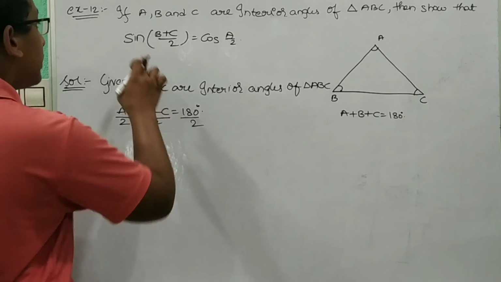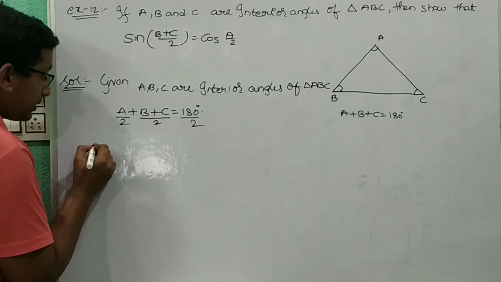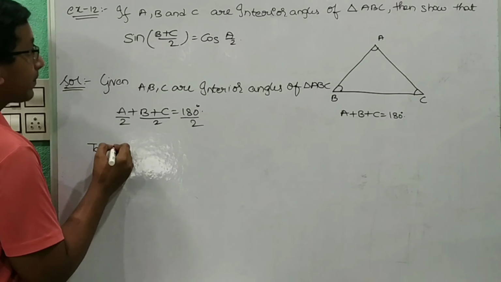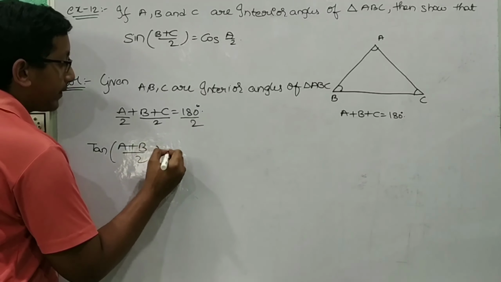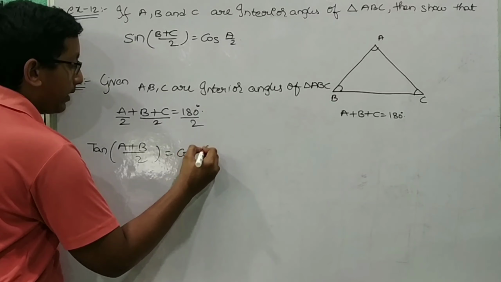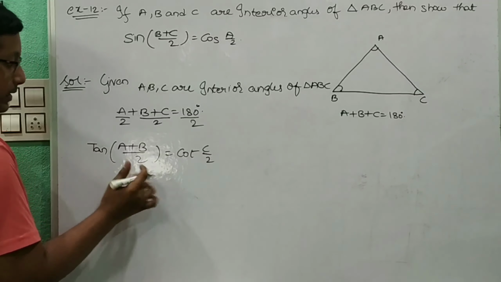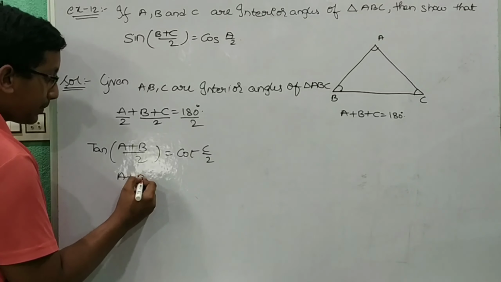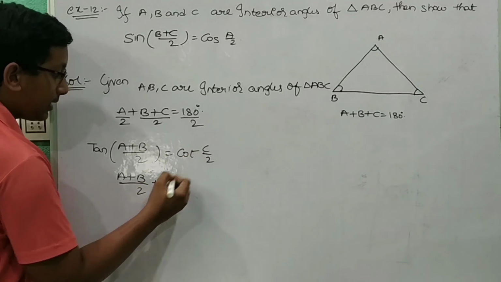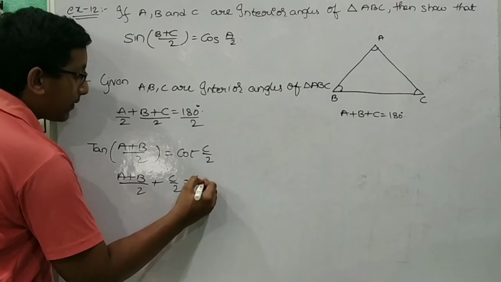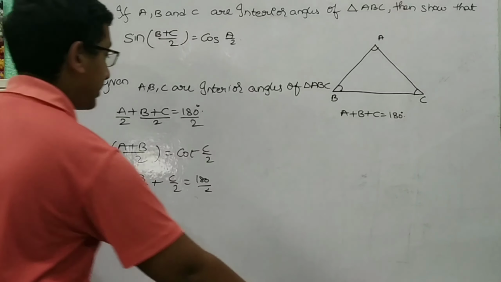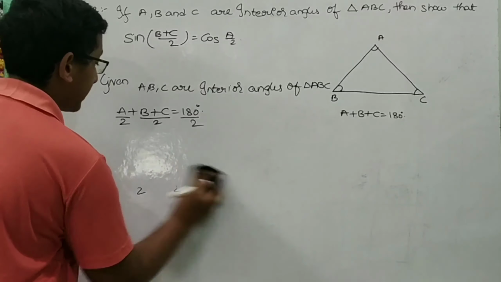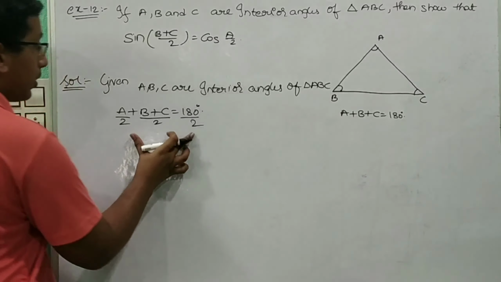Suppose it is given in this form: tan of (A plus B) by 2 equals cot C by 2. Then you should write A plus B by 2 first, C by 2 next, and 180 by 2 next. Have you understood? In this way you should arrange. No need of this, I am erasing. Now we got this.